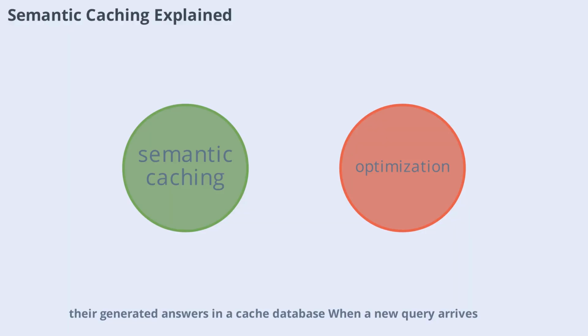When a new query arrives, the system checks its vector similarity to cached queries. If a close match is found, the cached answer is returned instantly, bypassing the entire RAG pipeline. This dramatically reduces latency and improves user experience for repeated or similar queries.